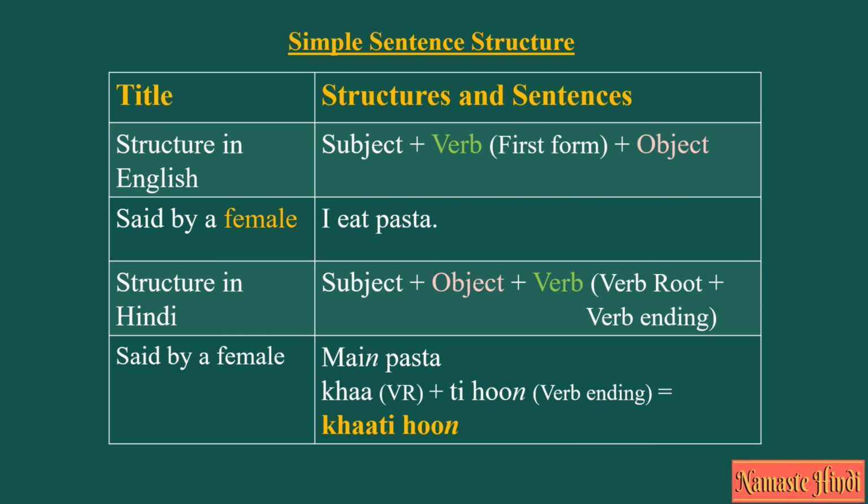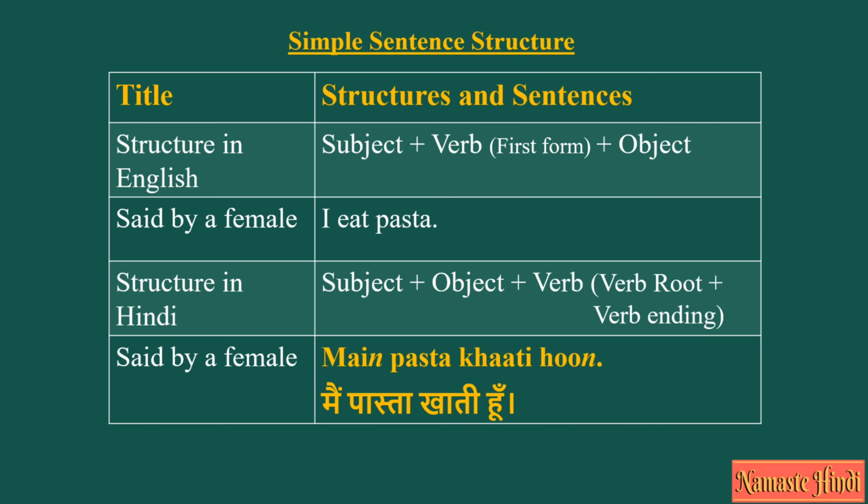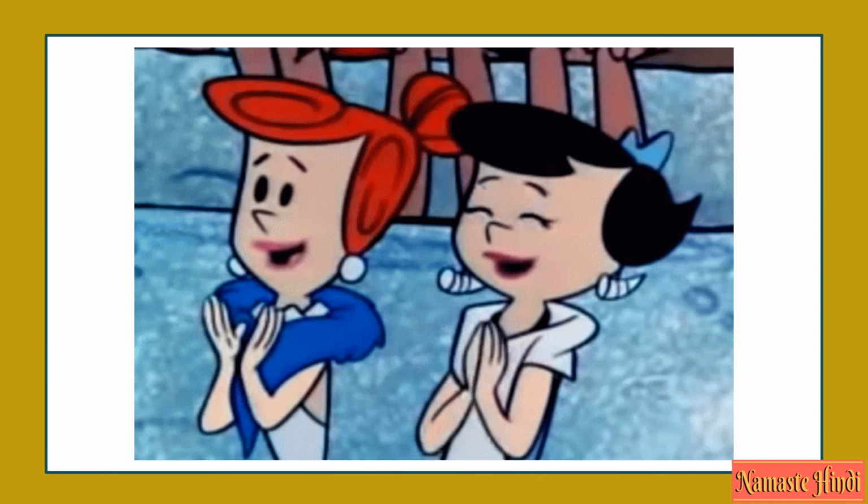So said by a female, it would be main pasta kha, which is a verb root, plus ती हूँ, which is a verb ending for a female, is equal to खाती हूँ. So the full sentence, I eat pasta, in Hindi would be मैं पास्ता खाती हूँ. Yay! This is our first sentence in Hindi. We definitely have earned a round of applause.